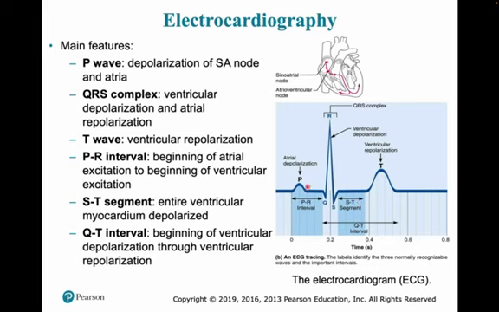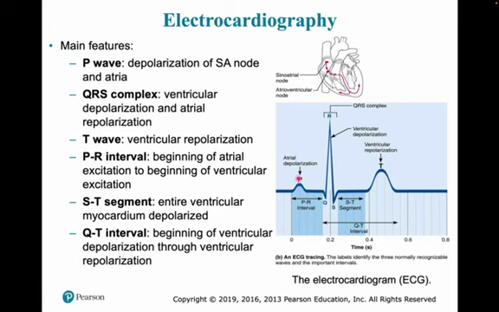So P, QRS and the T peak. P means the atrium is depolarizing. QRS, the ventricle is depolarizing, and at the same time at the back the atrium is going back to its repolarized state. And the T peak means the ventricle is repolarizing.